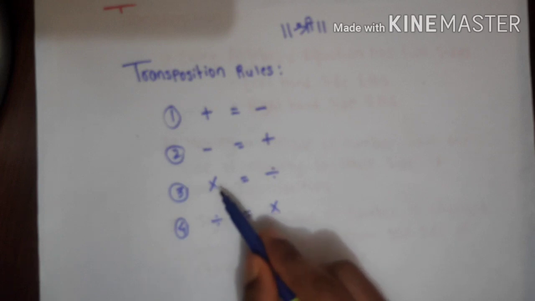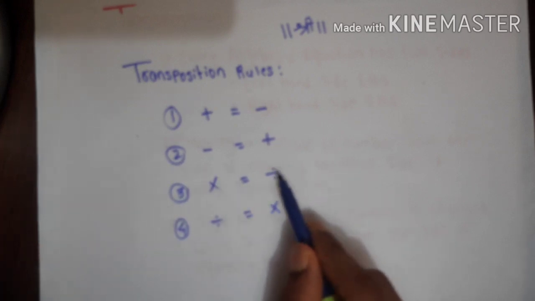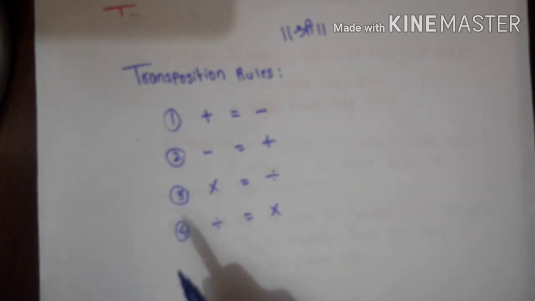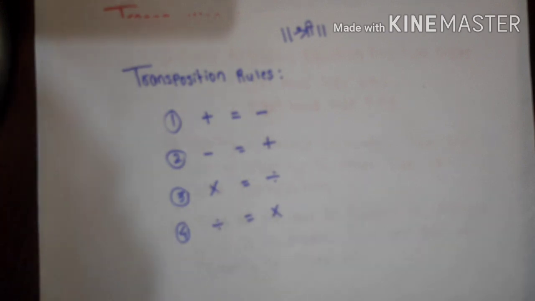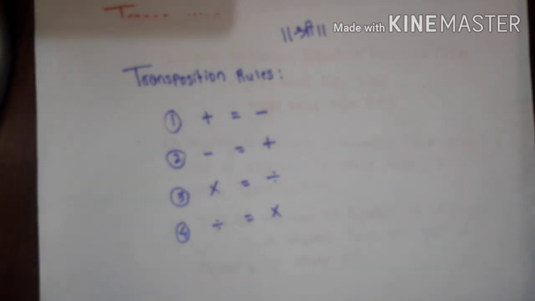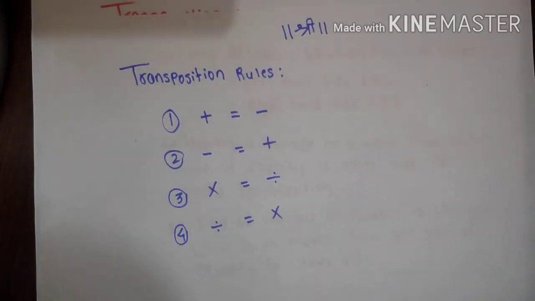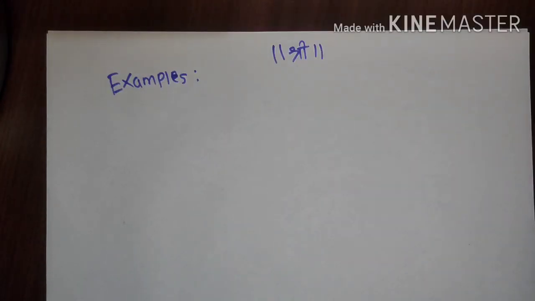Third rule is that when we move a multiplication sign from left side to right side, it becomes division. And fourth rule is that when we move division from left side to right side, it becomes multiplication. So these are the very four simple rules. Just remember, plus is changed to minus and minus is changed to plus, and multiplication is changed to division and division is changed to multiplication. Now let's see examples.